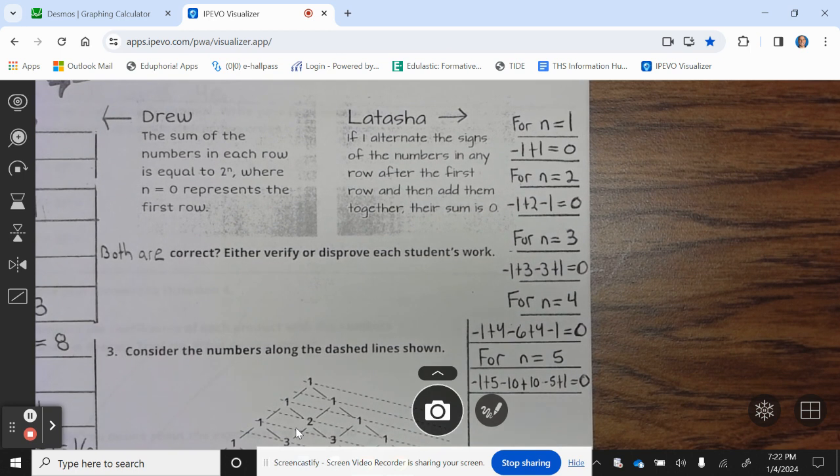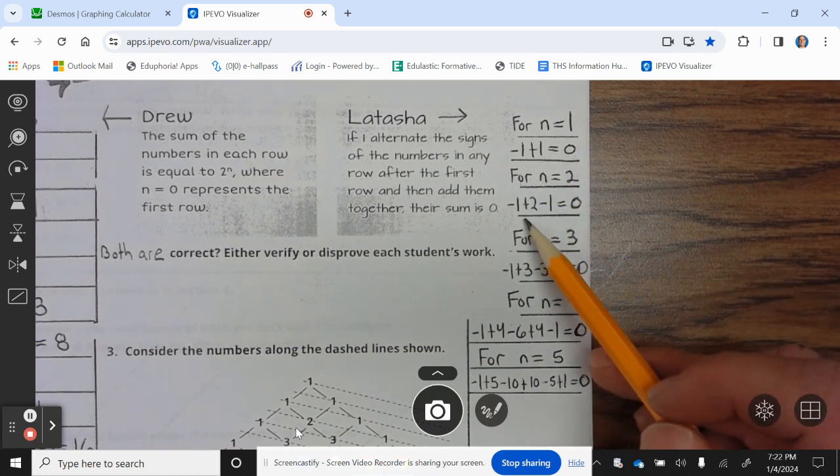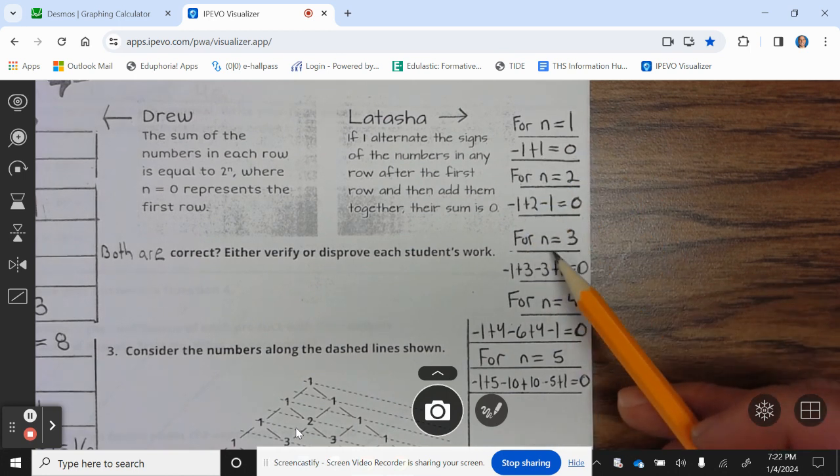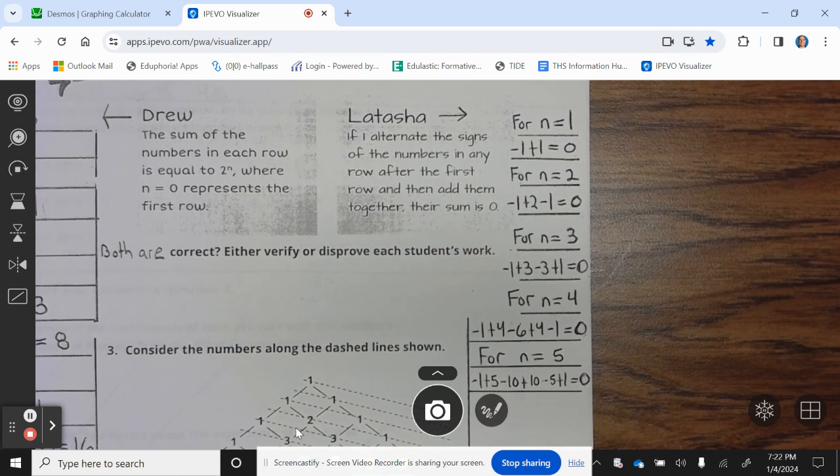Latasha, if I alternate the signs of the numbers in any row after the first row and then add them together, their sum is 0. For n equals 1, negative 1 plus 1 is 0. For n equals 2, negative 1 plus 2 minus 1 is 0. For n equals 3, negative 1 plus 3 minus 3 plus 1 equals 0. For n equals 4, negative 1 plus 4 minus 6 plus 4 minus 1 equals 0. For n equals 5, negative 1 plus 5 minus 10 plus 10 minus 5 plus 1 is 0.